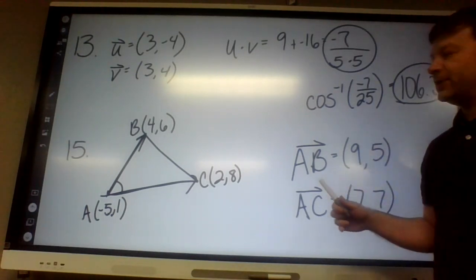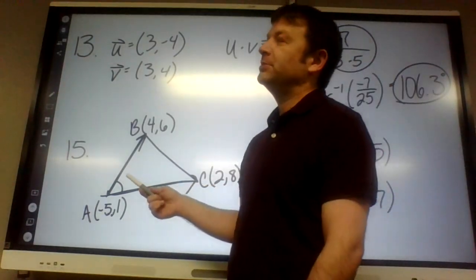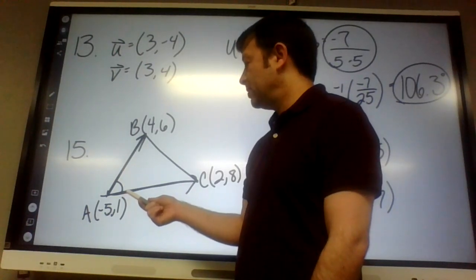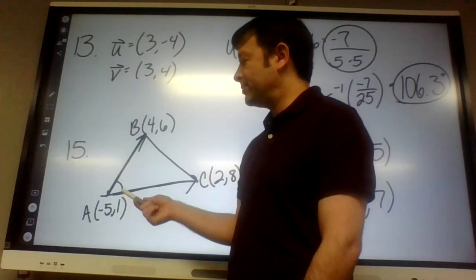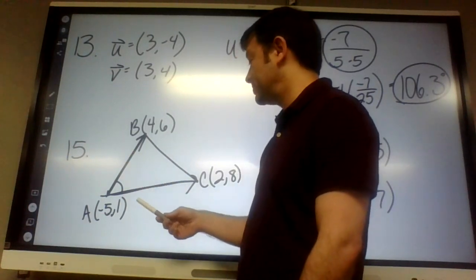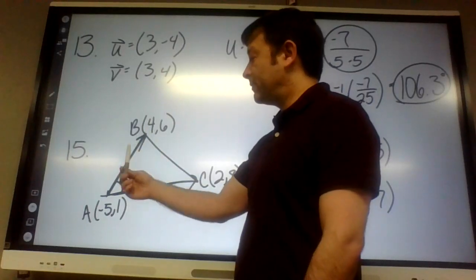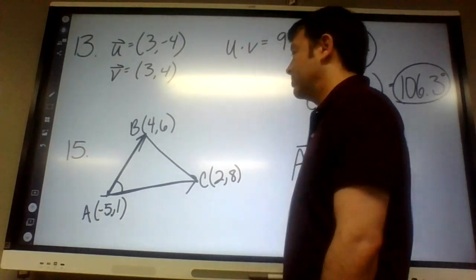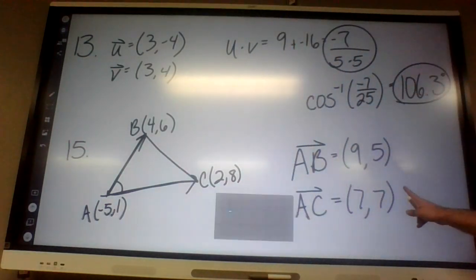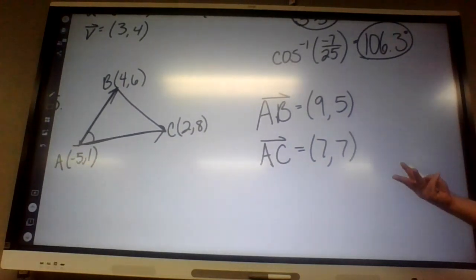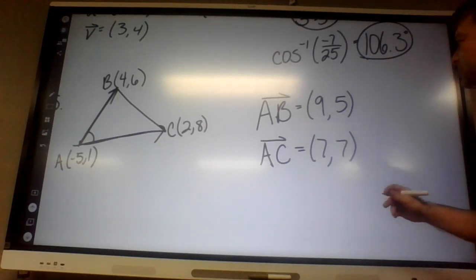Do you guys know how we could have figured this out with trigonometry? It would have been harder, but you could do it. You can use the law of cosines, the side version of the law of cosines. So you need to find the length of all three of these sides, which would require the distance formula. You have to do 3 distance formulas, that's a lot, and then you have to do law of cosines. It's a bunch of work, so this is a lot easier actually.